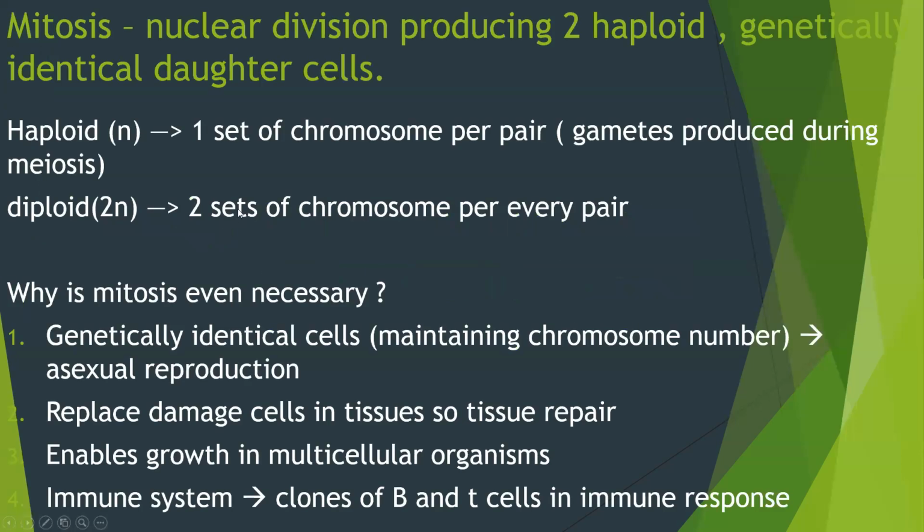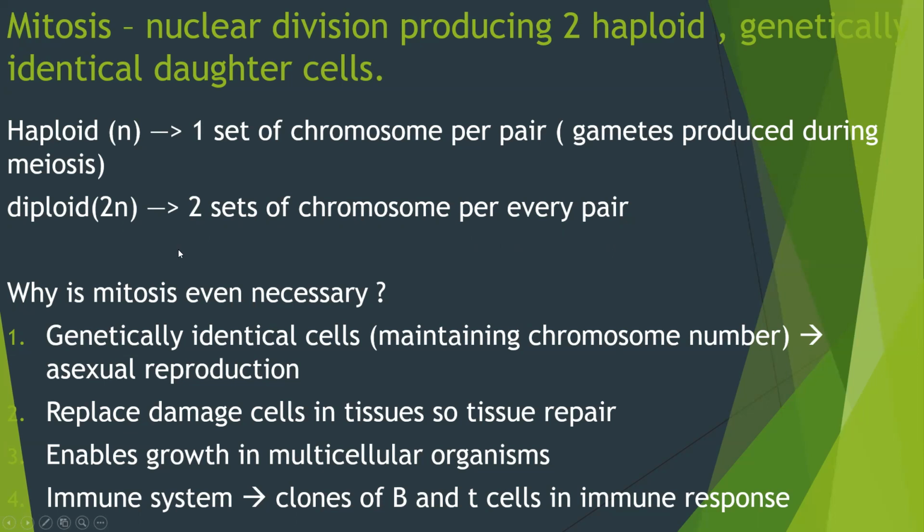Okay, so the first thing we need to know is about the important terms in this chapter. So firstly, it's about haploid and diploid cells. Haploid and diploid talk about the number of chromosomes in the cell. So haploid contains N, which is one chromosome per pair, while diploid will contain two sets of chromosomes for every pair. So every pair here means the 23 chromosomes that we have.